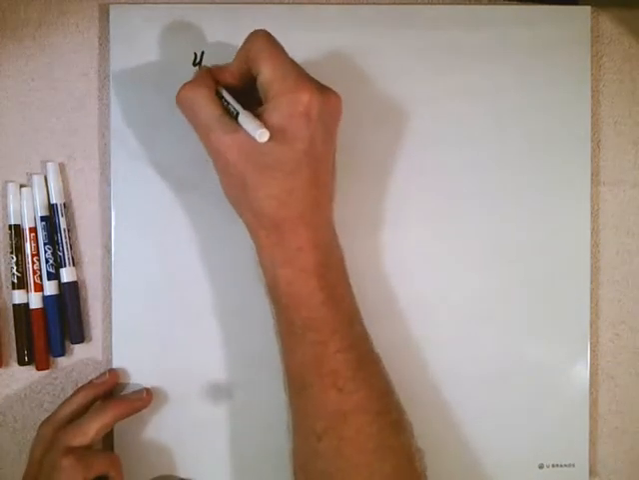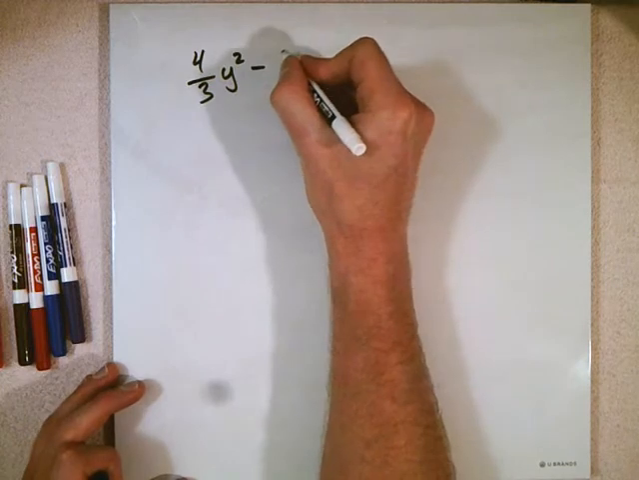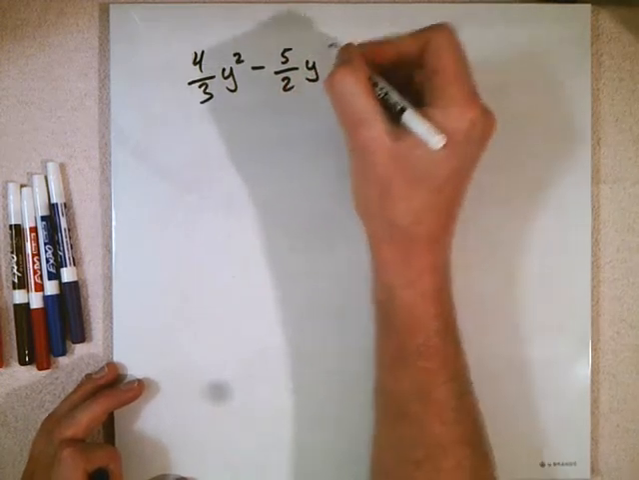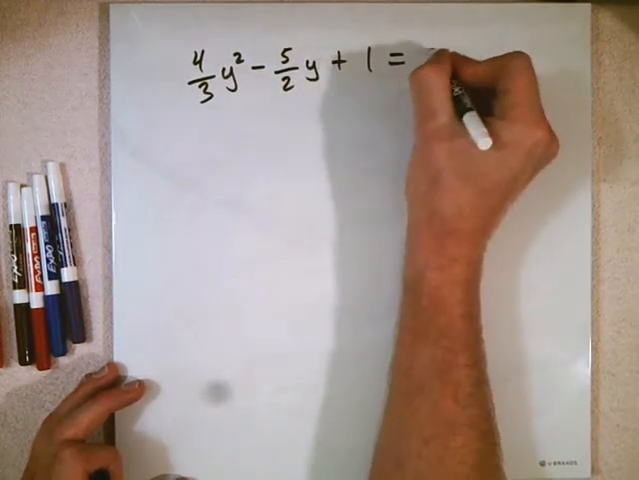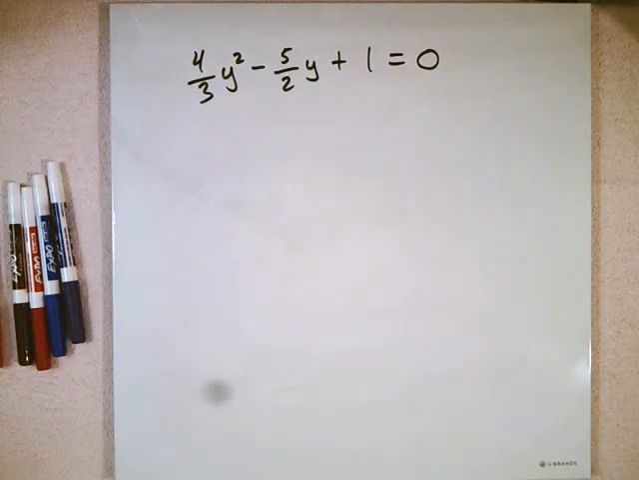Not much time. Suppose you have an equation like this: 4/3 y squared minus 5/2 y plus 1 equals 0. Okay. Now, this equation turns out not to be factorable. So we have to use the quadratic formula to solve it. What's the first thing you should do, though? First thing you should do is clear those denominators.